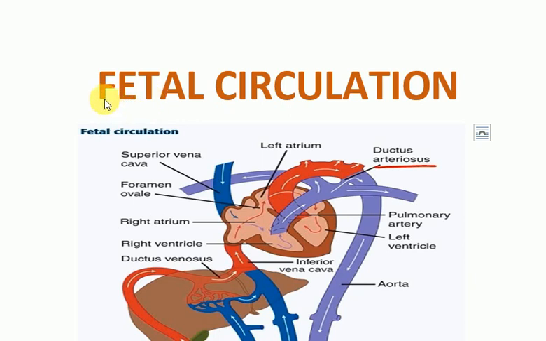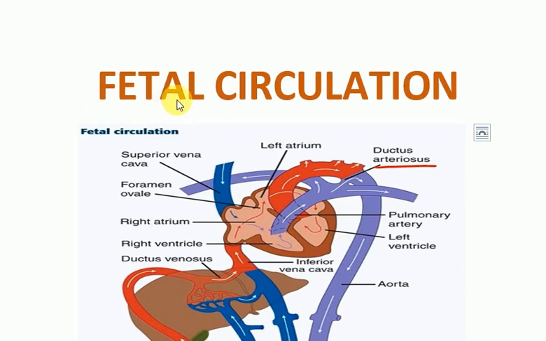fetus lungs are not functional. So they obtain the oxygen and nutrient from the mother through placenta and umbilical cord. So actually the placenta acts as a respiratory center as well as source of filtration for the fetus. After the birth, the advent of breathing and the severance of umbilical cord brings various neuroendocrine changes that transform the fetal or prenatal circulation into postnatal circulation.